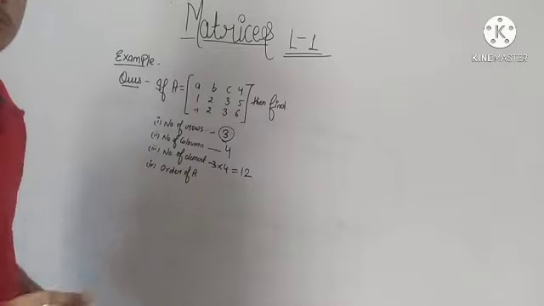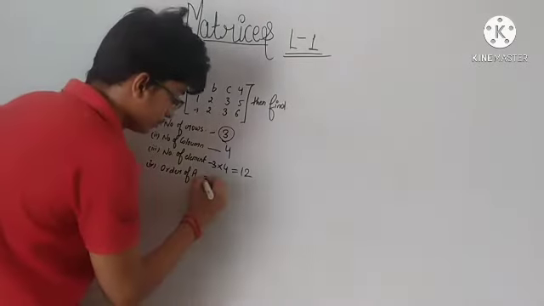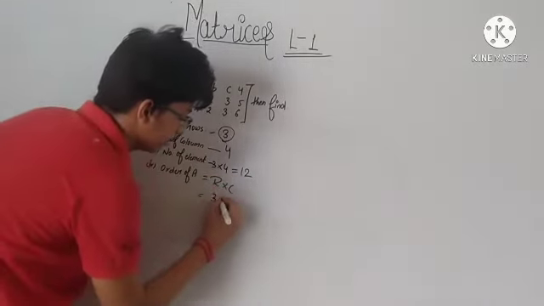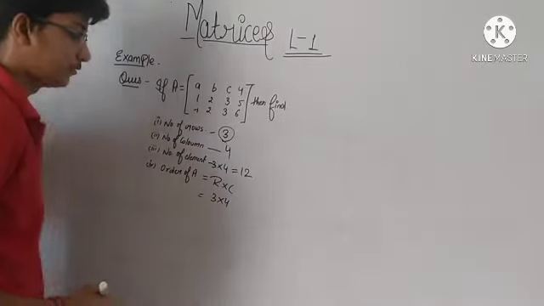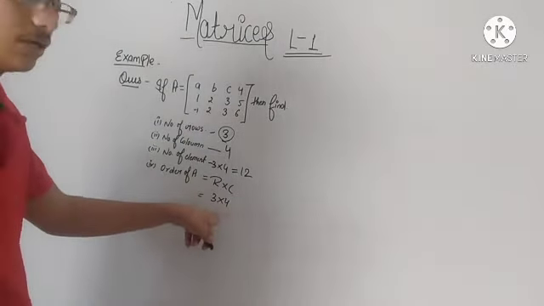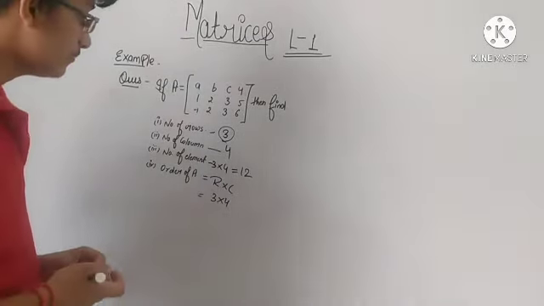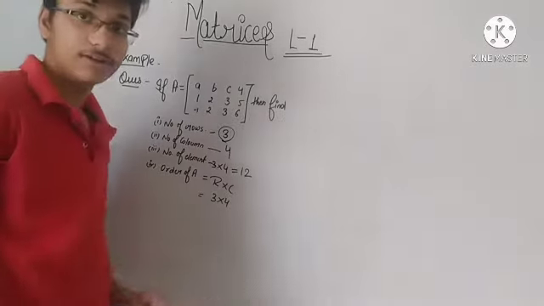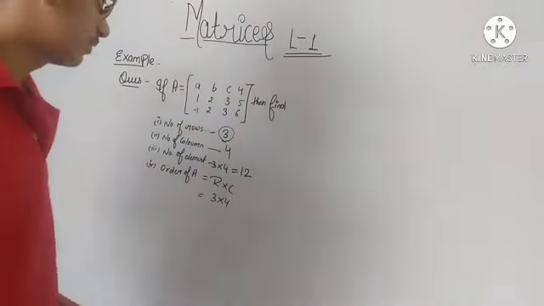Order of A. Order of A is equal to R into C. Here 3 into 4. Order ये आएगा, मल्टीप्लाई नहीं करेंगे हम इसका। अगर मल्टीप्लाई कर दिया तो ये गलत हो जाएगा, सिर्फ ऐसे ही रहेगा। So now we have to come on the next.